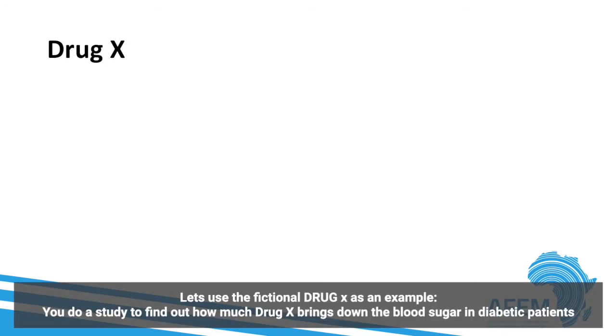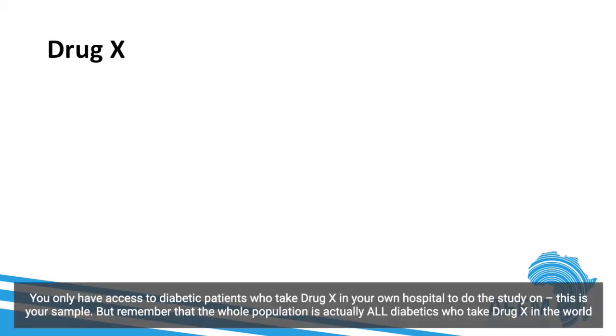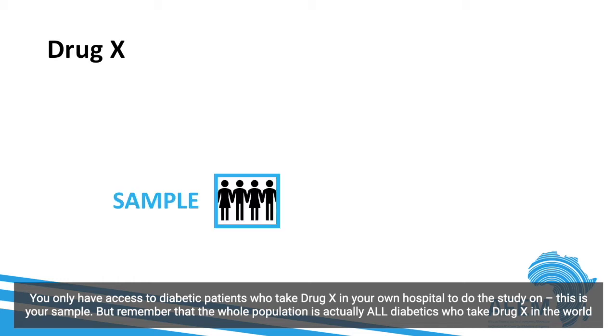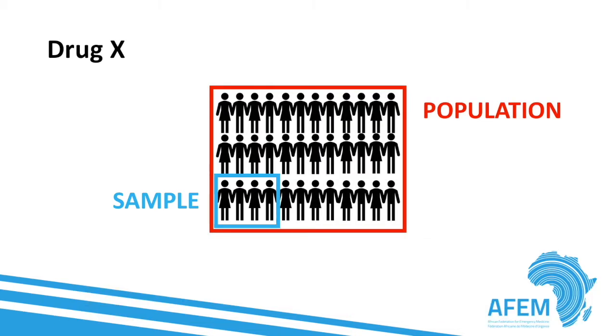Let's use the fictional drug X as an example. You do a study to find out how much drug X brings down the blood sugar in diabetic patients. You only have access to diabetic patients who take drug X in your own hospital to do the study on. This is your sample. But remember that the whole population is actually all diabetics who take drug X in the world.